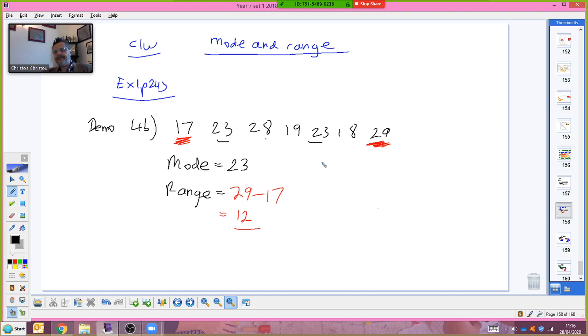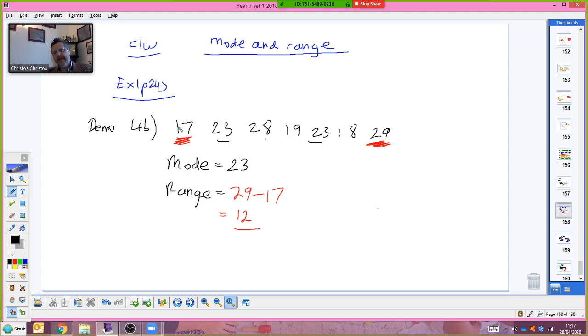Now the range gives us an idea of where the data starts and where it stops. What's the biggest value? What's the smallest value? If you take the biggest value minus the smallest value, you'll get the range. Is that okay? This will mean more as we get more into Year 8, 9, and it means an awful lot in Year 11 when we do higher level ranges.